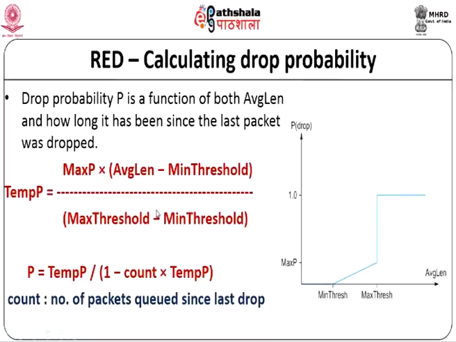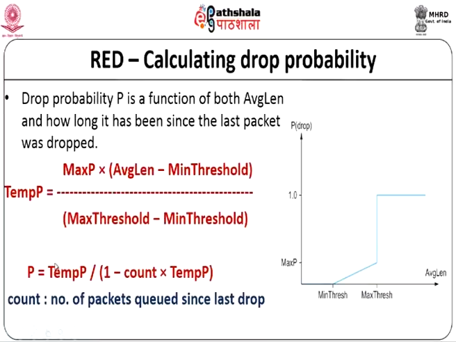So basically we look at it like this. It is calculated as the current average length minus the minimum threshold, divided by the max threshold minus the minimum threshold. That tells us how much of this interval is actually currently being filled up by the queue. This is multiplied by max P, and we call this factor temp P.